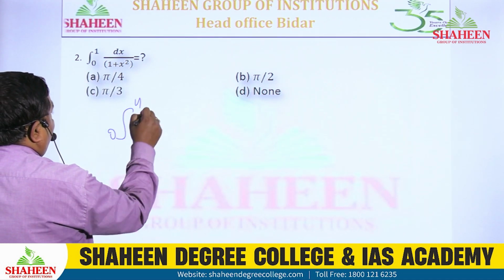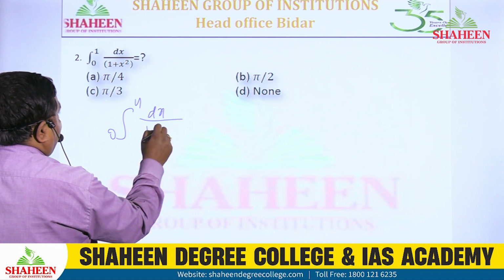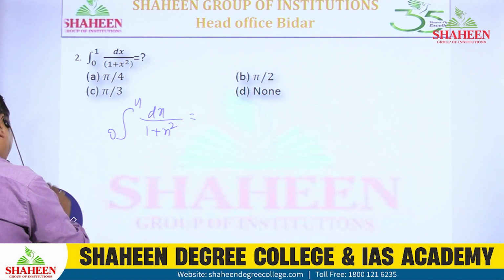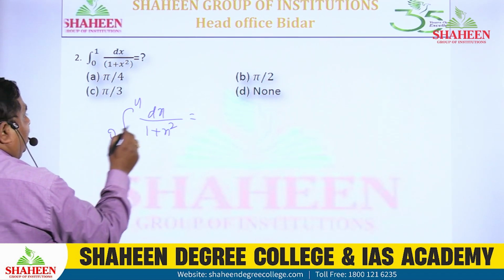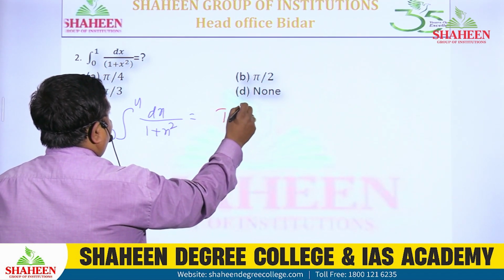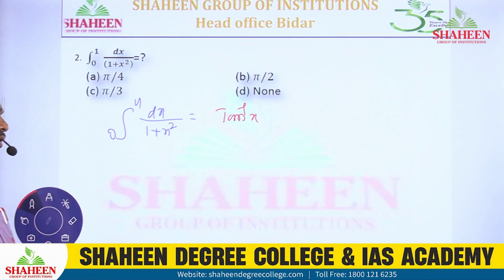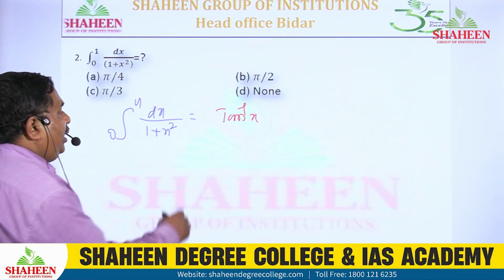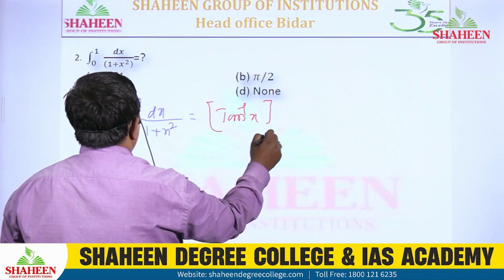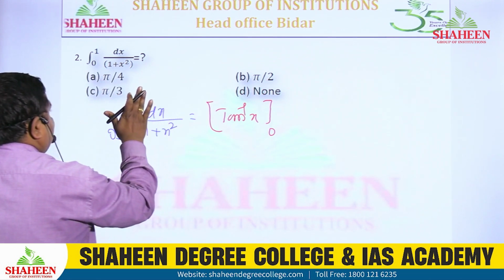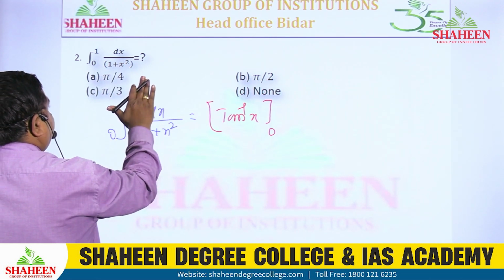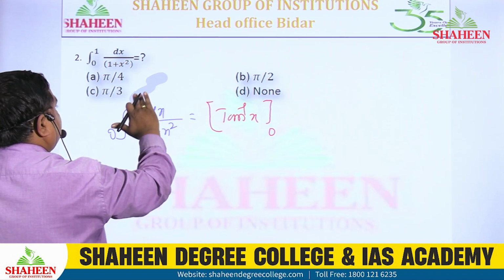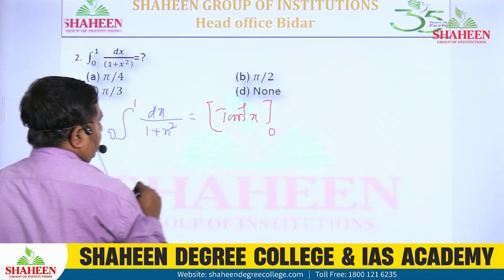Integration from 0 to 1, dx divided by 1 plus x square, is equal to, we know that the integration of 1 divided by 1 plus x square is tan inverse x. What is the integration of 1 divided by 1 plus x square? Tan inverse x. And what is the limit here? 0 to 1.